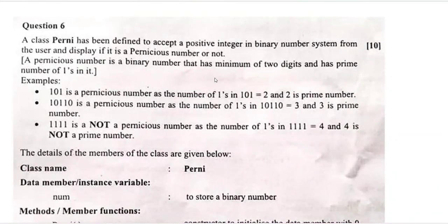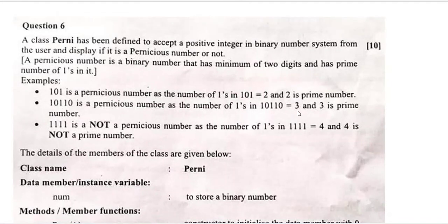pernicious number. What is a pernicious number? Here it is said that a pernicious number is a binary number which has a minimum of two digits or more, and the number of ones present in that binary number is a prime number. Like 101 having two ones, where 2 is a prime number.